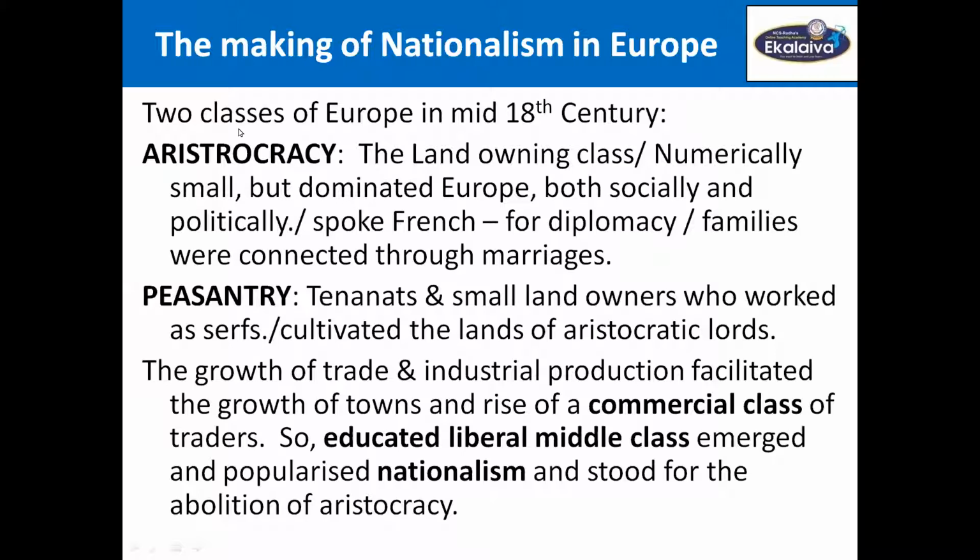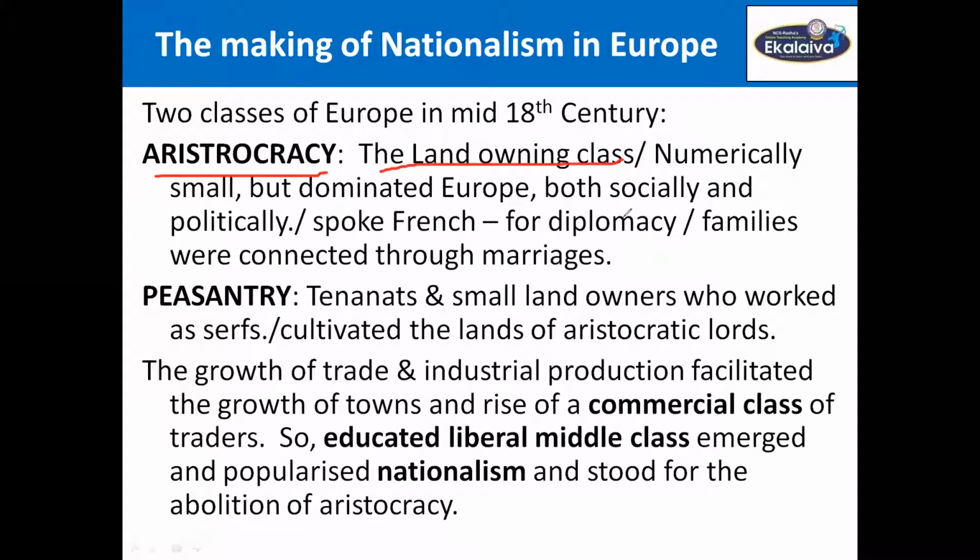The first one is aristocracy. Socially and politically, this class, that is aristocracy, was the dominant class on the European continent. The members of this class were united by a common way of life that cut across regional divisions. Throughout Europe, their lifestyle was the same. And they owned estates in the countryside. So they are known as the landowning class. They had estates in the countryside and they had houses in the town side.